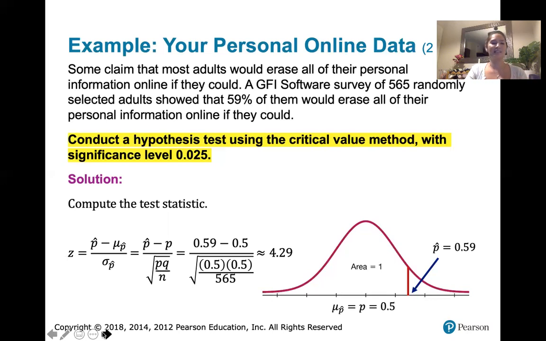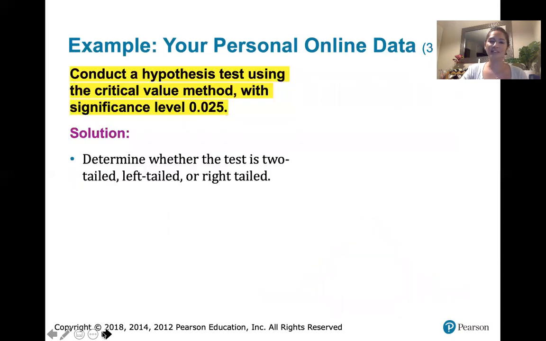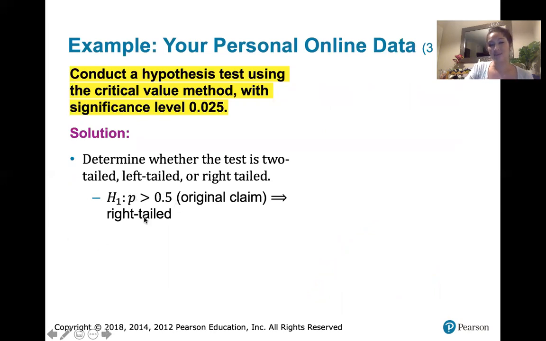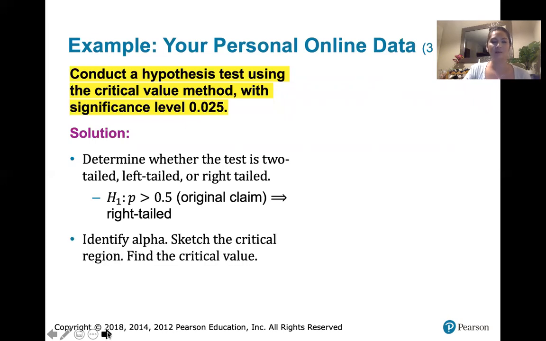Okay, so we compute the test statistic, and we're going to use a critical value method now to do this hypothesis test. So the next thing we do is determine whether the test is left-tailed, right-tailed, or two-tailed. We know that p was greater than 0.5 in the alternative hypothesis. So that means our test is right-tailed because that arrow points to the right. Then we want to identify alpha, sketch the critical region, and find the critical value.